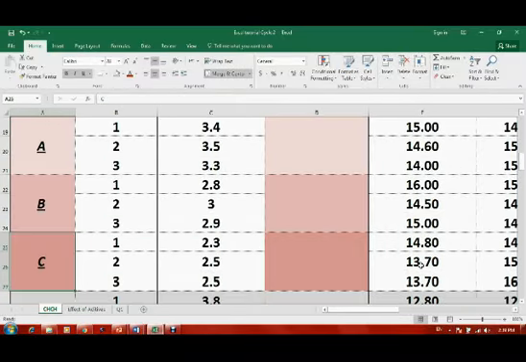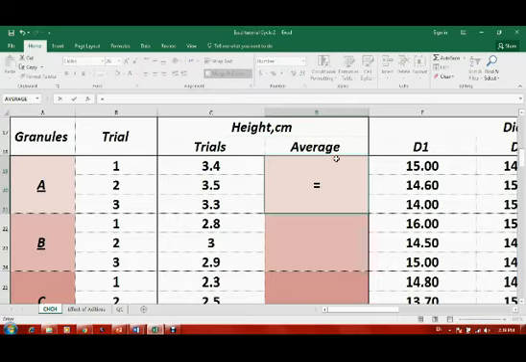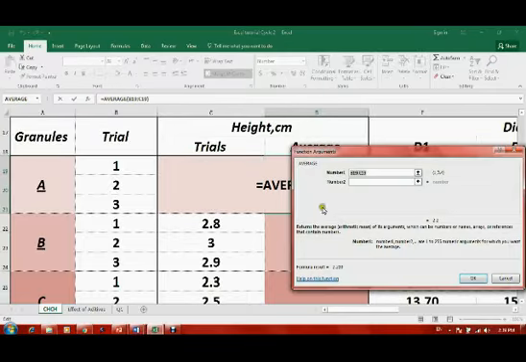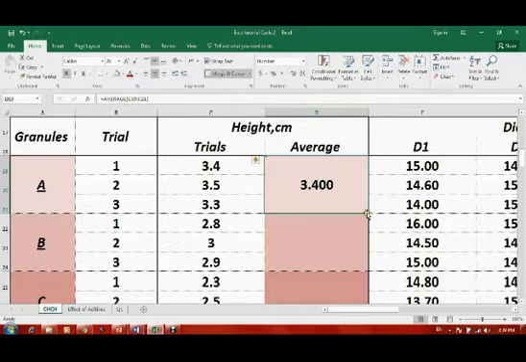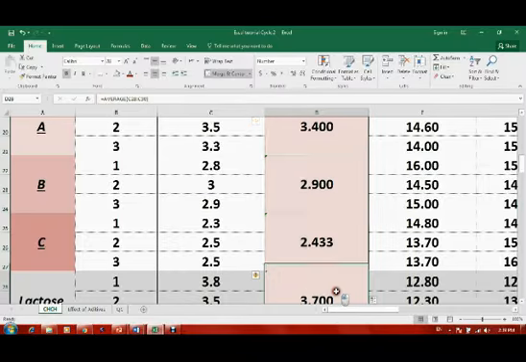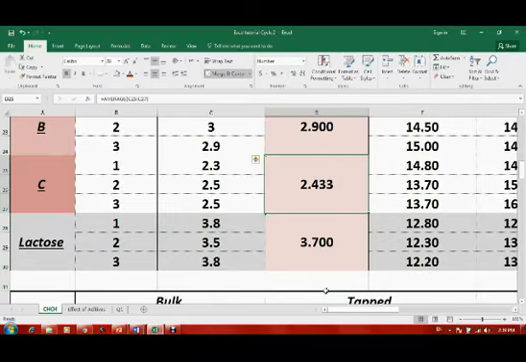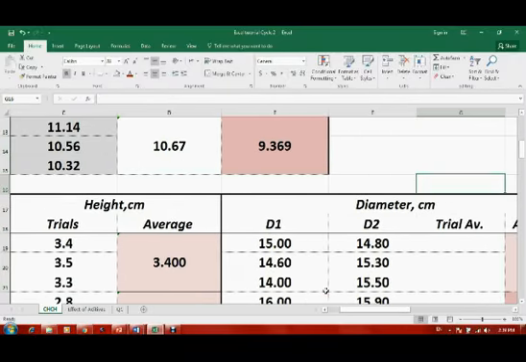Angle of repose calculations. First, start with calculating the average height. Once again, the angle of repose was measured in 3 trials as we did with the flow time. Then the average height is the average of the 3 trials. And again, use Excel formula and equations.